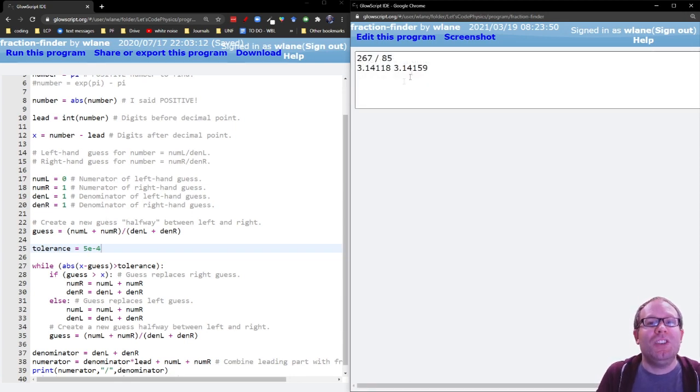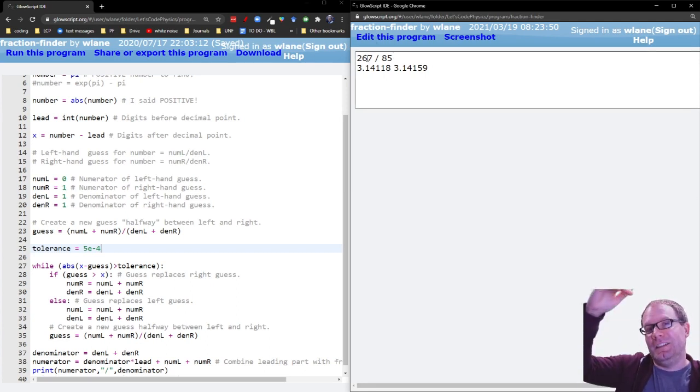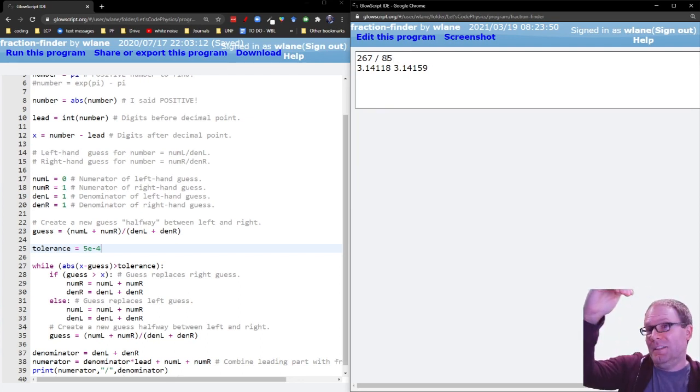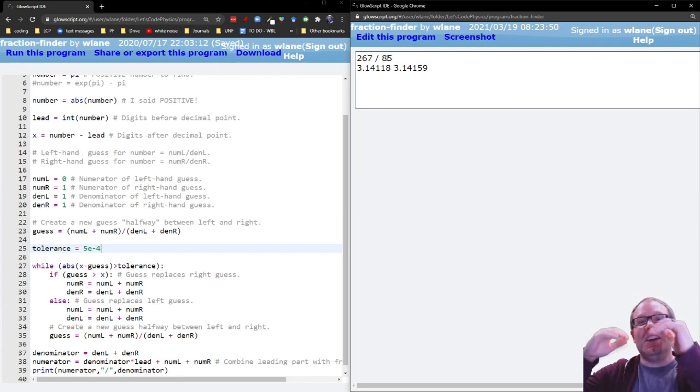Okay, so at that point we jump up. We go to 267 over 85. You notice both the numbers got bigger, right? Because the answer still has to come out the same. So we took 22 and we multiplied it by a little more than 10. We took 7 and multiplied it by a little more than 10. And basically by honing in on this next fraction, we're able to get a better approximation.